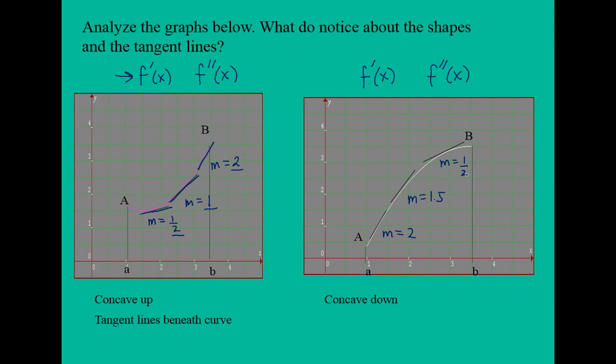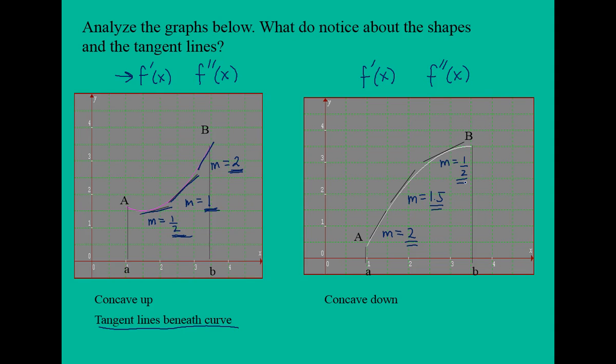So the second derivative is going to tell us something about the shape of the graph, whether it be concave up or concave down. If the slopes of the tangent lines, as over here, are increasing, it's concave up. And notice the tangent lines are beneath the curve. But in the second graph, the graph is concave down, and the slopes of the tangent lines are decreasing. And we notice that the tangent lines are above the curve.